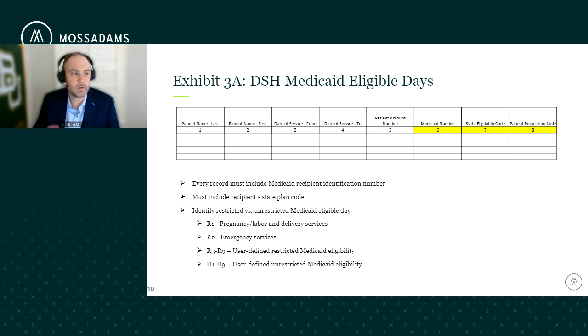So beyond just knowing whether the eligibility code is allowable or non-allowable, you're going to have to decipher what that code covers. And that's where it gets into, does it cover just pregnancy and labor delivery, R1, that you have to populate? Is it just emergency services? The template actually gives the hospital the ability to enter R3 through R9, so another 7 codes, if there was another user-defined restricted eligibility code or population code, and you further explain that in the comments field. So there's just a lot of information that you're doing on top of just determining who's eligible.